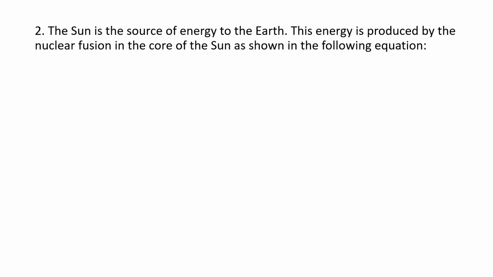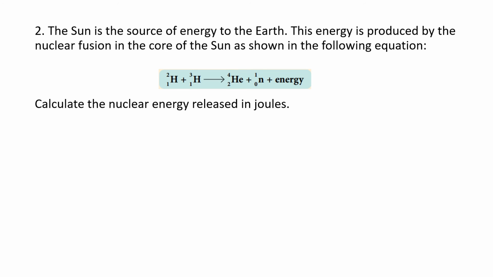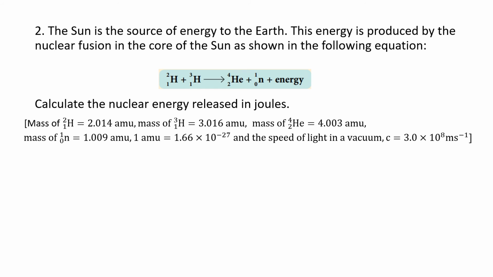Okay, second question. The sun is the source of energy to the earth. This energy is produced by the nuclear fusion in the core of the sun as shown in the following equation. So this is the equation of nuclear fusion in the core of the sun. And then the question asks, calculate the nuclear energy release in joules. And here is the information needed to help you in answering the question. Okay, this question is actually similar to question number 1. So I want you to try first and answer this question before we discuss the answer.